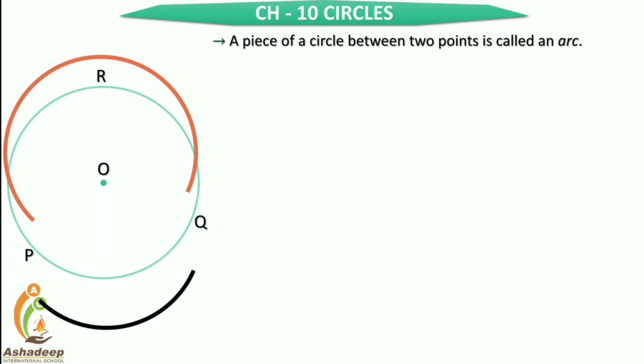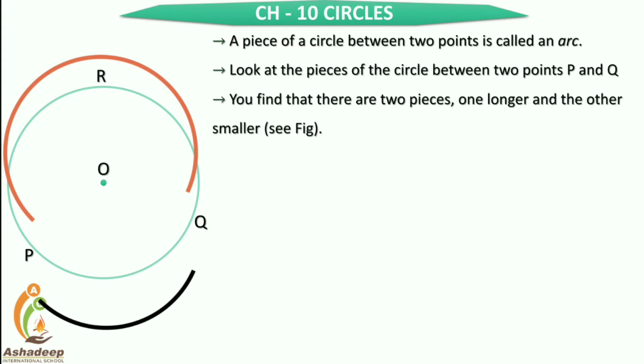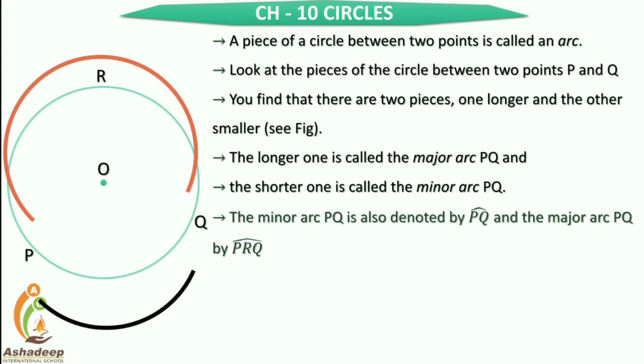So a piece of a circle between the 2 points is called the arc. So this is the piece of a circle. Look, the points P and Q make two pieces. The longer piece is called the major arc PQ, that means PRQ, and the shorter one is called the minor arc PQ. The minor arc PQ and the major arc PQ are denoted by arc symbols.